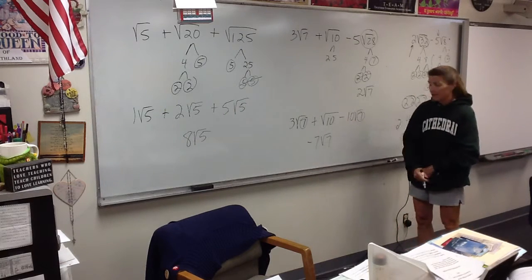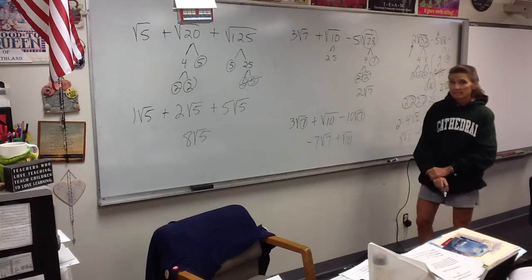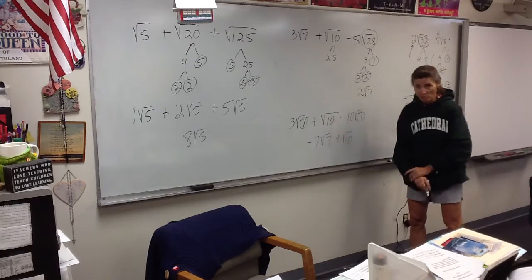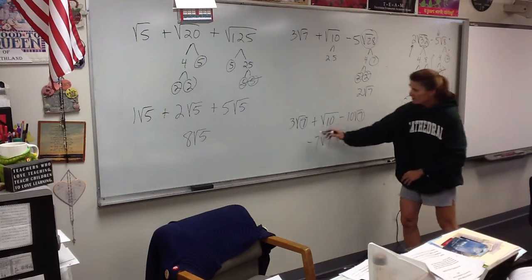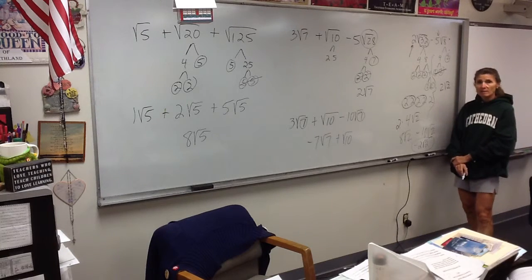What about that guy? He just hangs in there. He doesn't combine. He's a radical 10. Radical 10s don't combine with radical 7s. So your answer is negative 7 root 7 plus the square root of 10.